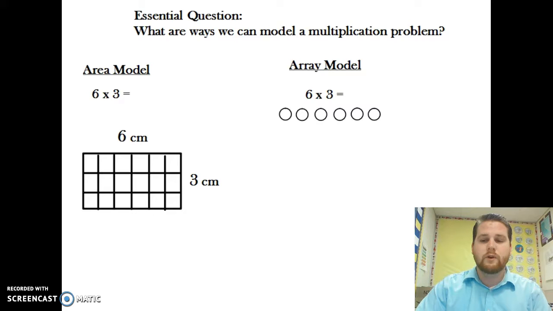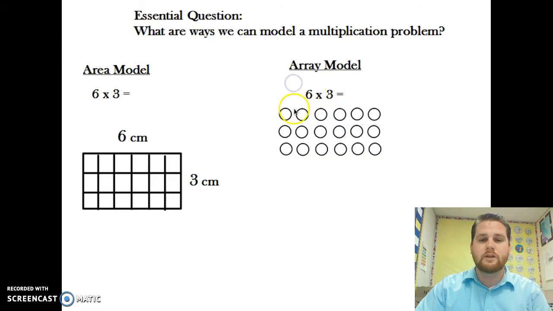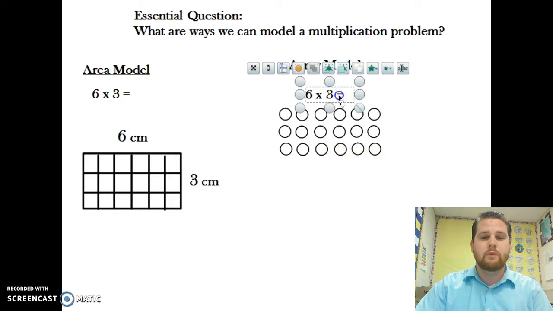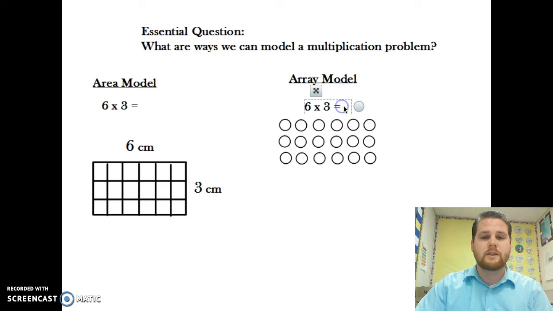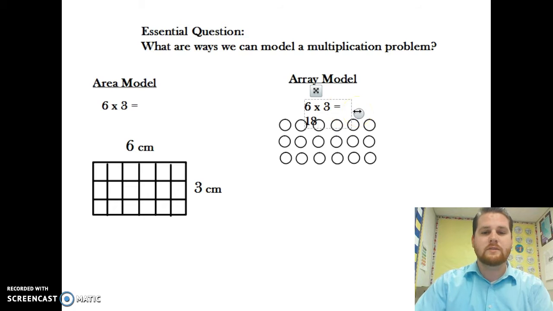So I bring over my other 2 rows, and now I have 6 circles in each row, and I have 3 rows of circles. Once again, kind of like the area model, you can count the circles to help you come up with the product, the answer to our multiplication problem. So if we count it out, it says 1, 2, 3, 4, 5, 6, 7, 8, 9, 10, 11, 12, 13, 14, 15, 16, 17, 18. So we would put in 18 as our answer.